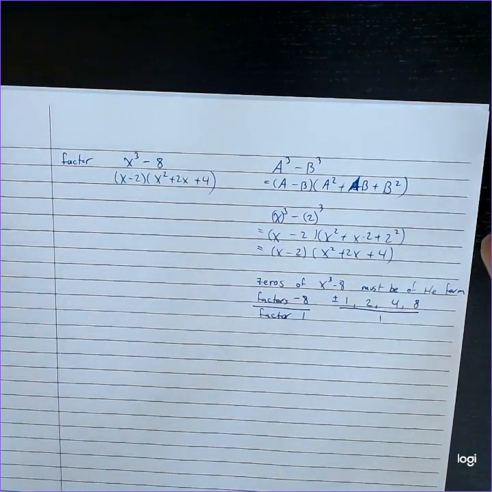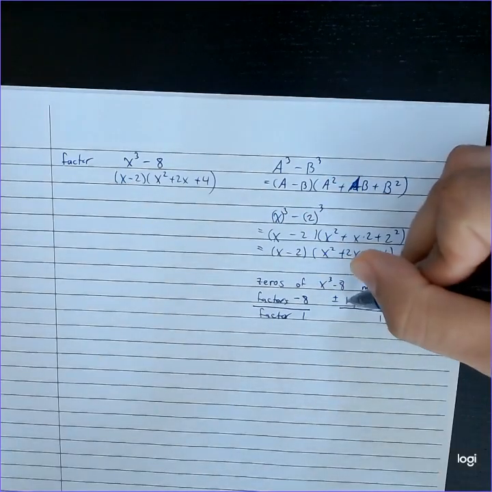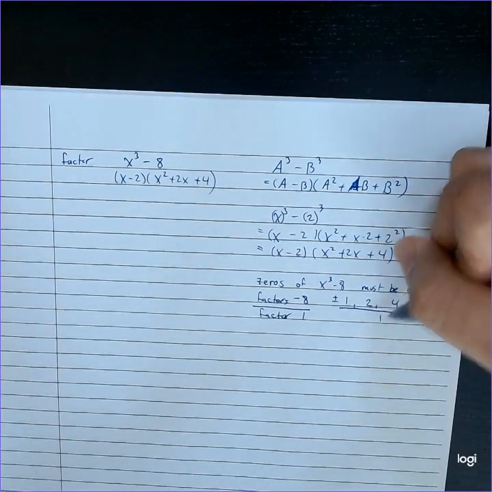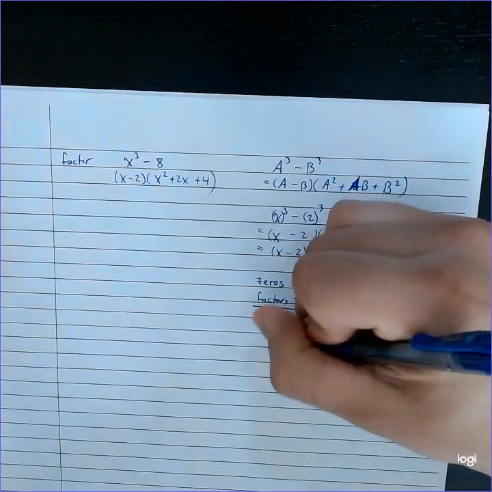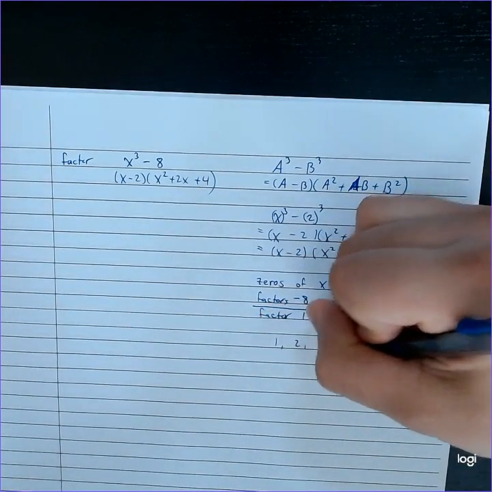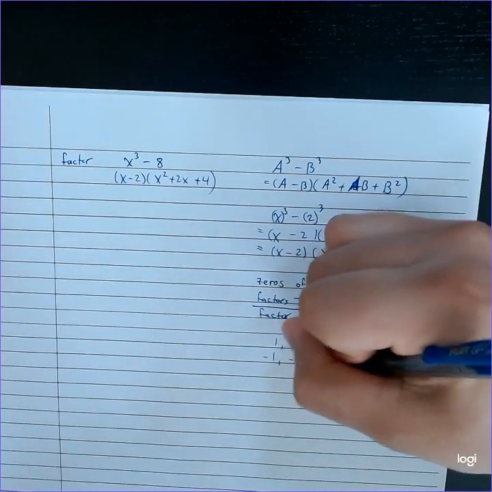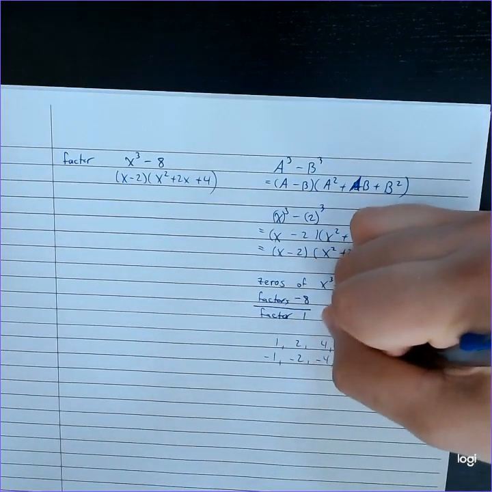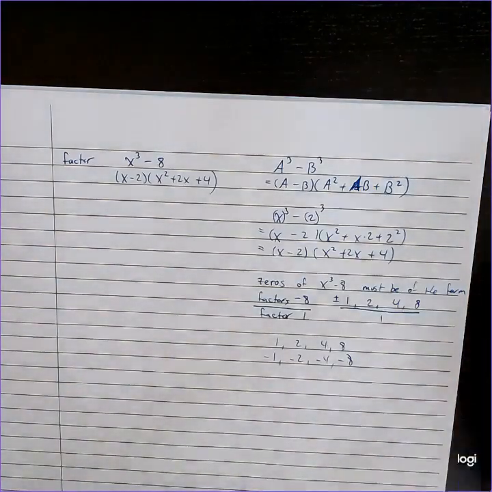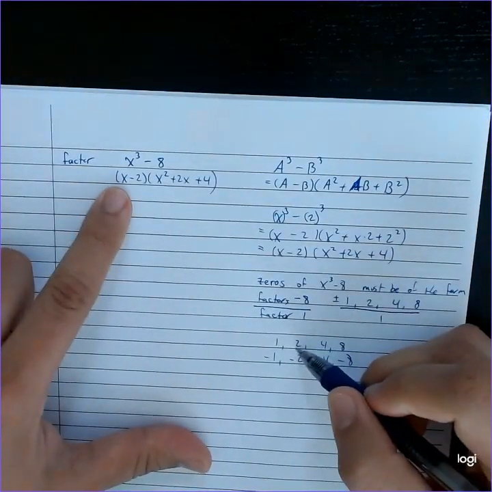So every possible rational zero for this function would be 1, 2, 4, or 8, and of course the negatives of those: negative 1, negative 2, negative 4, and negative 8. And you notice that it turns out that 2 is a zero of our function.